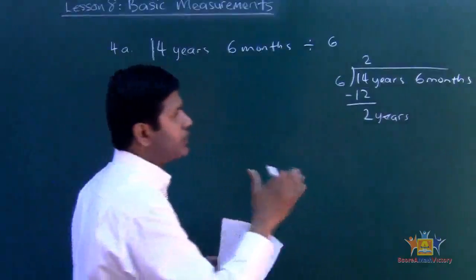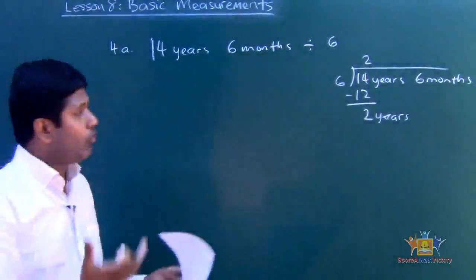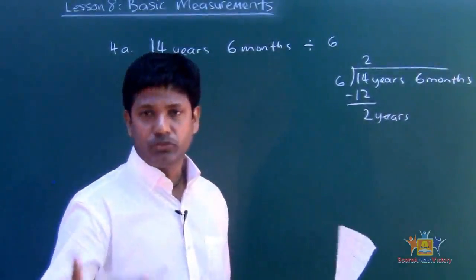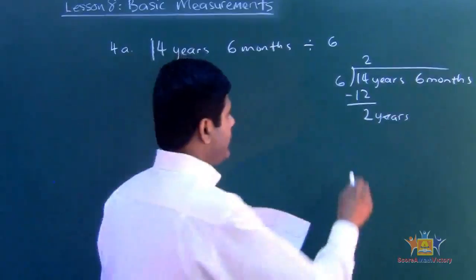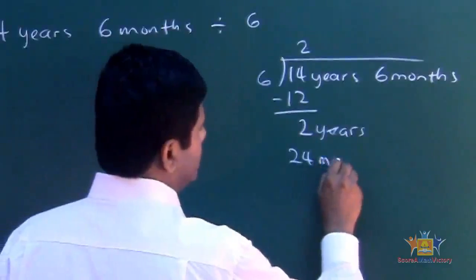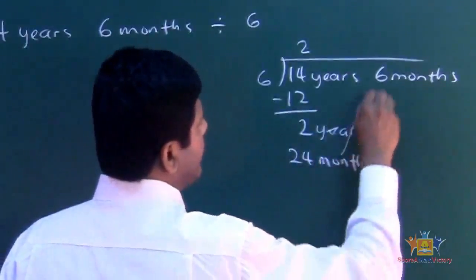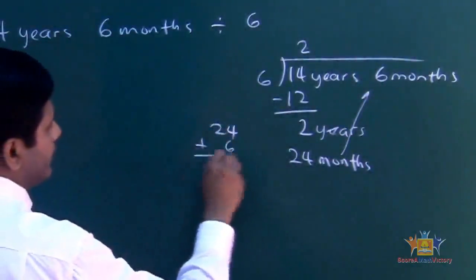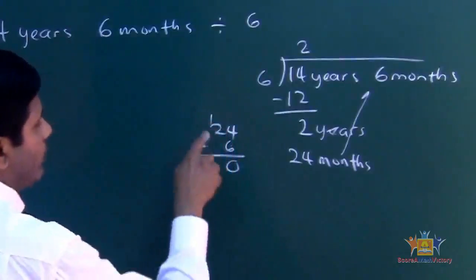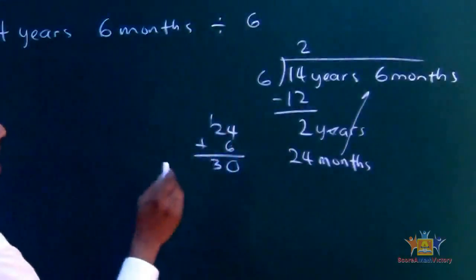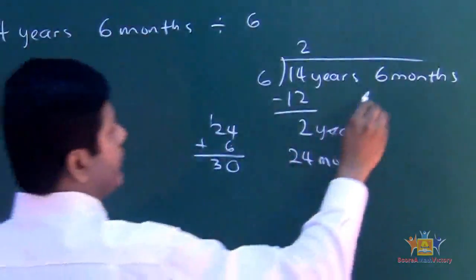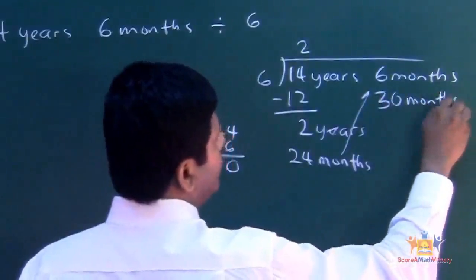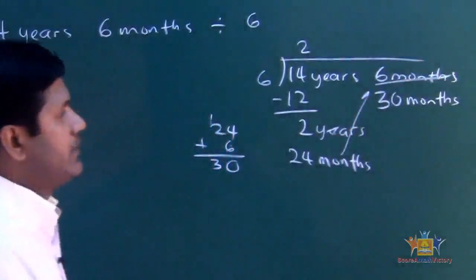So you want to convert that 2 years into months. So 1 year equals to how many months? 12 months. So 2 years equals to 2 times 12, which is 24 months. So we're going to take that 24 months and add that to 6. So 24 plus 6: 4 plus 6 is 10, 0 carry 1, 1 plus 2 is 3. So that gives 30 months. So I'm going to put down here 30 months. Or we can even erase that and put 30, and then just cancel it. That way you know that it's out of the way.